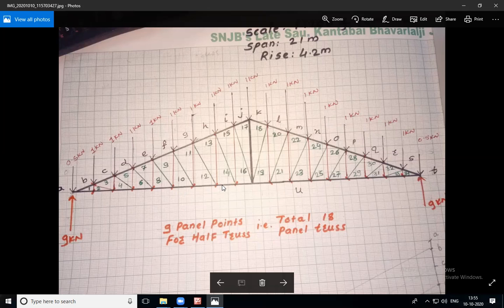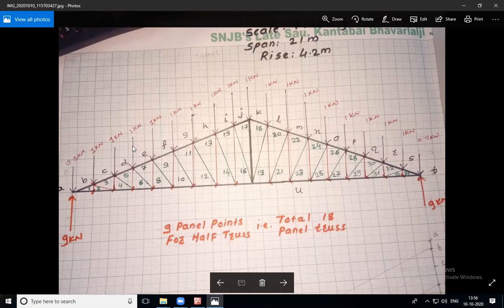So for that half truss we have to consider this. Start from U, reach up to A, there is a maximum load that is 9 kilonewton. If you consider this whole half truss, there is no load which is more than 9. That's why we have to start from the load where maximum load is present. So maximum load is 9 kilonewton. It is present in between U and A. That's why start from U, so that we can calculate it easily.